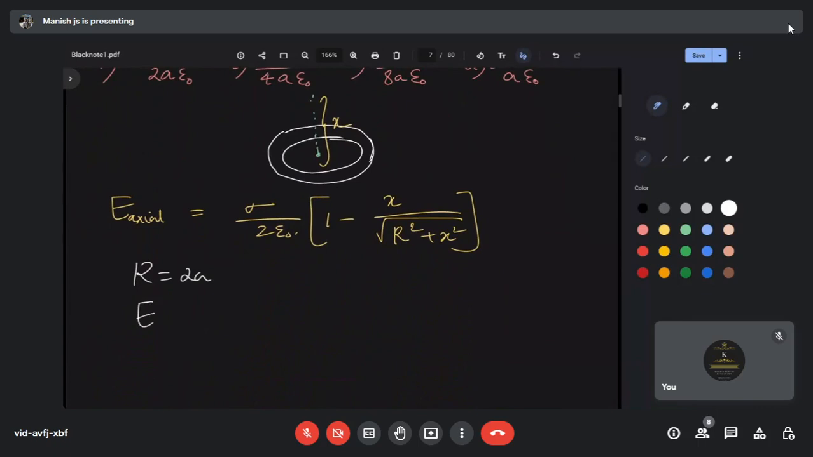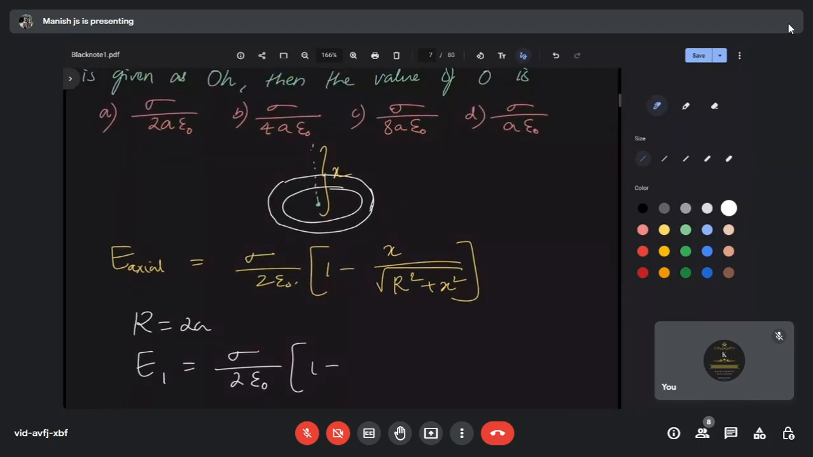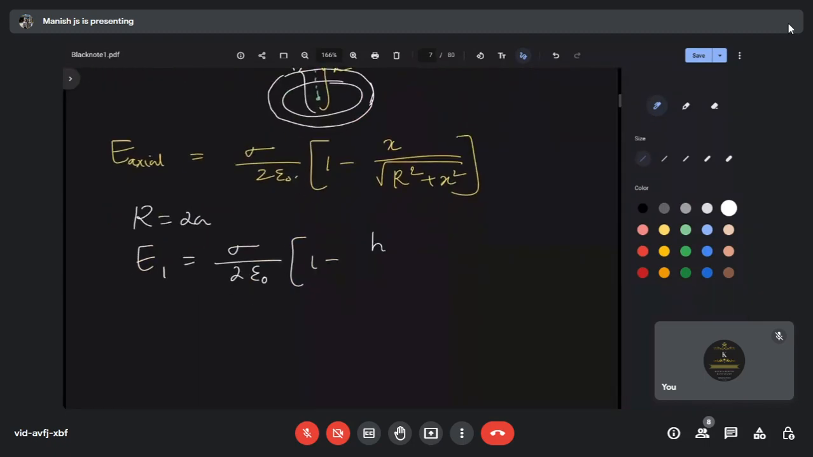So electric field at that point, at a point of h. So E1 I take first. I'm substituting: sigma by 2 epsilon naught within brackets, 1 minus x, that h. So it's nothing but height as per our question. So I am changing it. h divided by under root of radius.